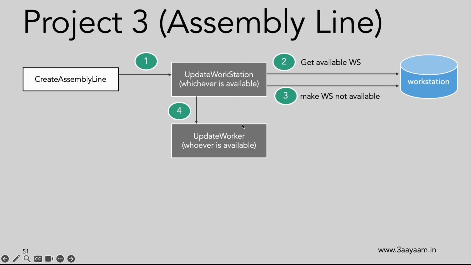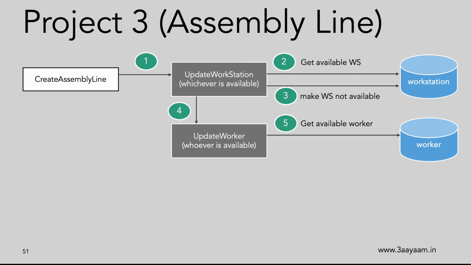So this API would make a call to the worker table and get an available worker. So whichever worker that belongs to that particular category is available, that worker would be assigned to the workstation and the assembly line. Once the worker is made available, the same worker would obviously be marked as non-available so that no other workstation can assign him or her. So once this is done, the response would be sent to the update workstation API, and then eventually update workstation API would send the response back to create assembly line.